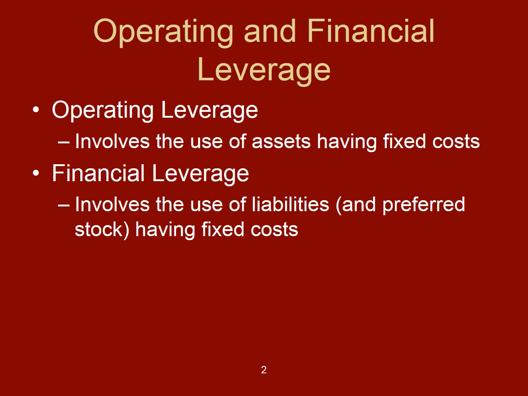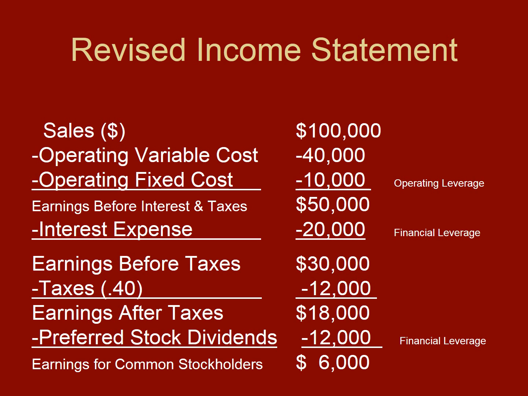So the more of those types of financing that you have, the more financial leverage the firm has, and therefore the more financial risk the firm has. So we start out with a revised income statement. I want to introduce this to you because everything now is going to be broken up between variable cost and fixed cost, because it is the amount of fixed cost that we're concerned about here.